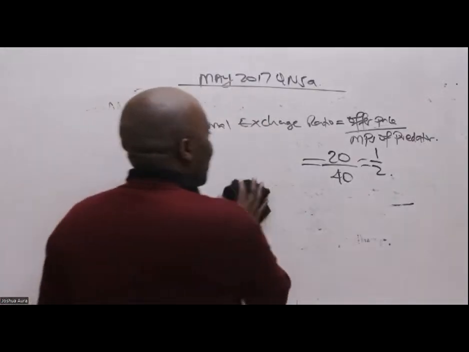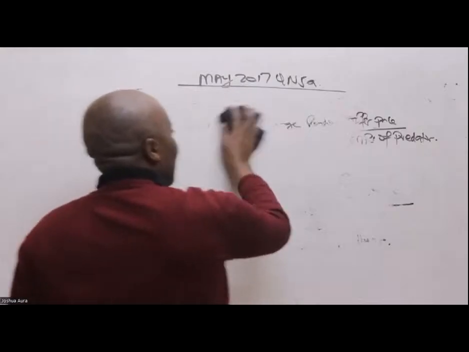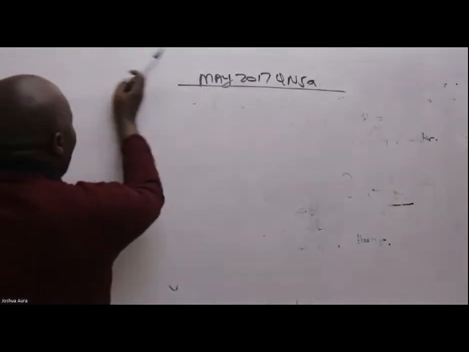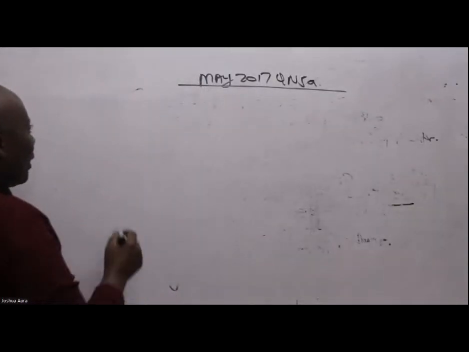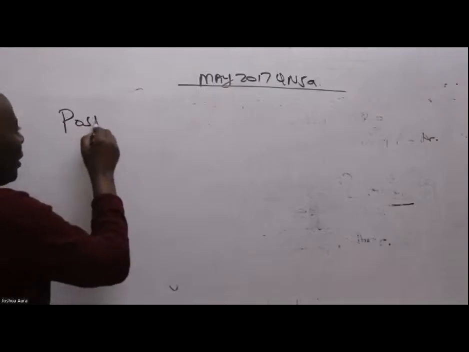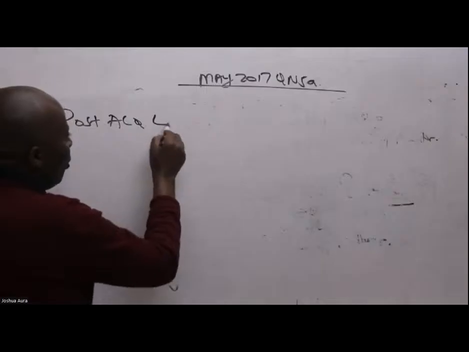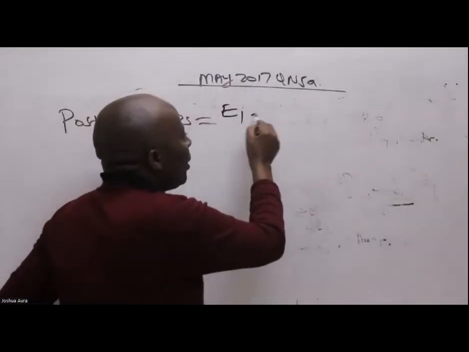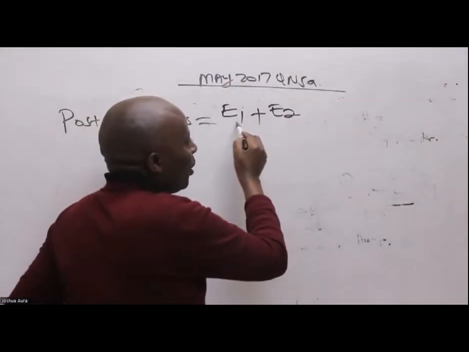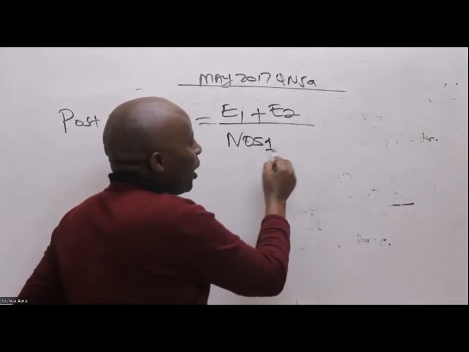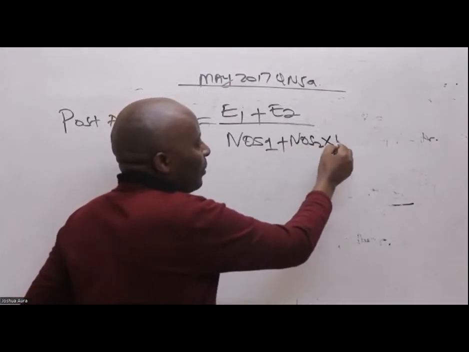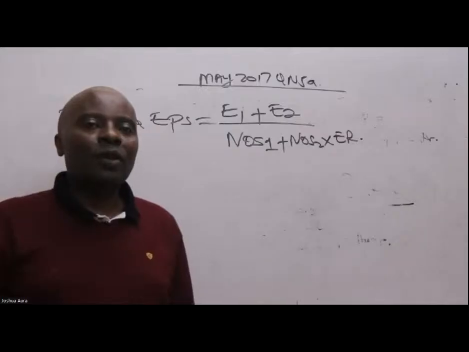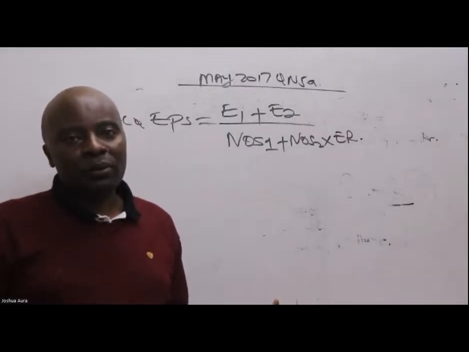Remember, our business, ladies and gentlemen, is to come here and ascertain the post-acquisition earnings, post-marriage. You take earnings of company 1 plus earnings of company 2, all over, in this case here, number of shares 1 plus number of shares 2 times exchange ratio. Ladies and gentlemen, please listen to me very well. This is a very important formula.